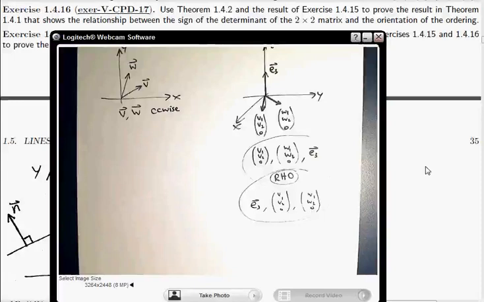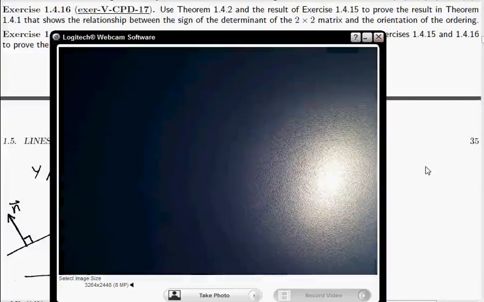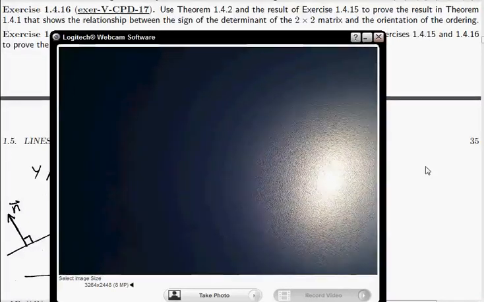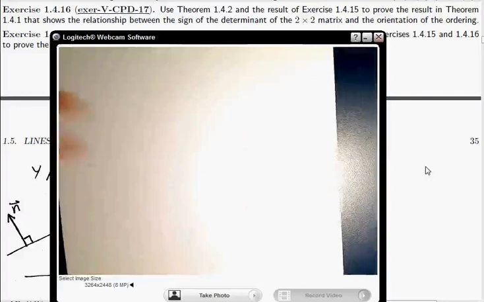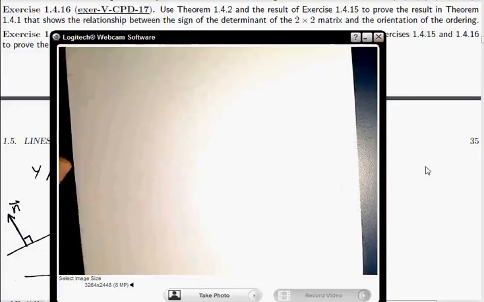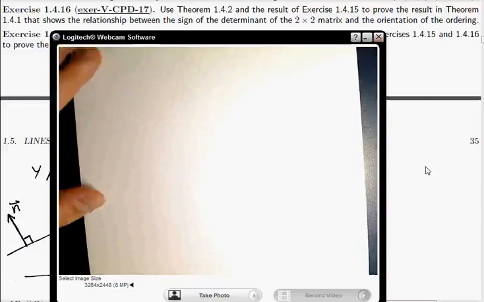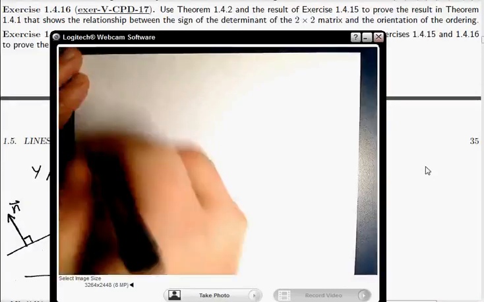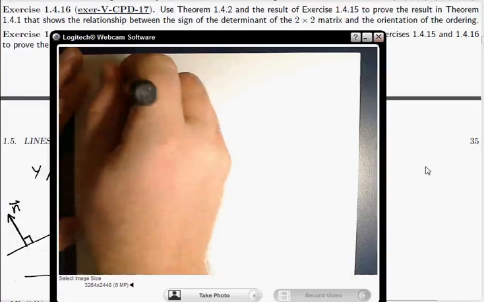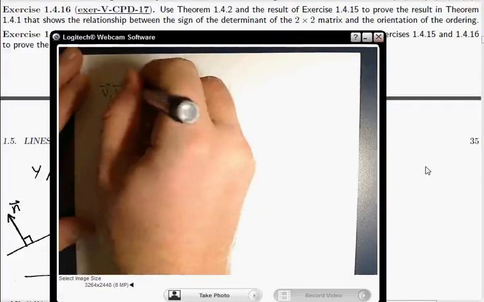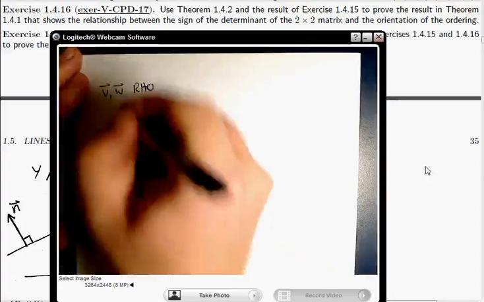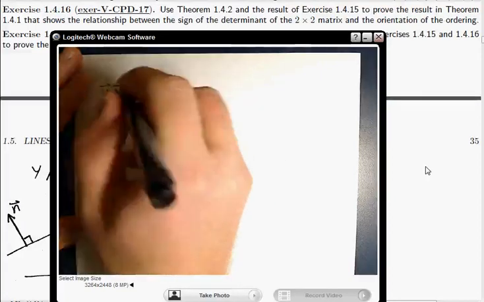Okay, so having done CPD 16, this next problem follows kind of nicely from that. So we have this result about order, and now we want to prove this fact about the relationship between the sign of the 2x2 determinant and the orientation of the ordering. Right? Okay, so let's suppose that we have that V and W are in right-hand order. Excuse me, are in counterclockwise order, sorry.